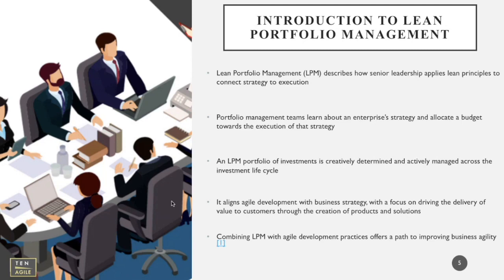LPM aligns agile development with business strategy. Aligning agile development with business strategy increases the focus on the delivery of value to the customers, because agile focuses a lot on customers. How are we delivering value to the customers through the creation of products and solutions? Also, LPM combined with agile offers a path to improving business agility. Now, what is business agility? Business agility is the ability of an organization to adapt to ever-changing, dynamic market needs by providing innovative business solutions. So when we mix agile with lean portfolio management, it paves a path for business agility.